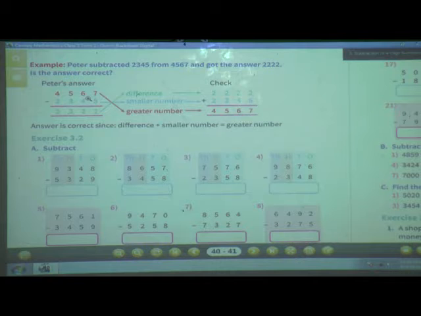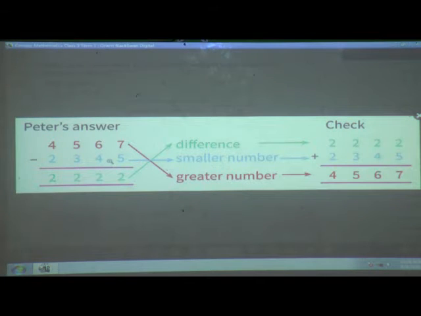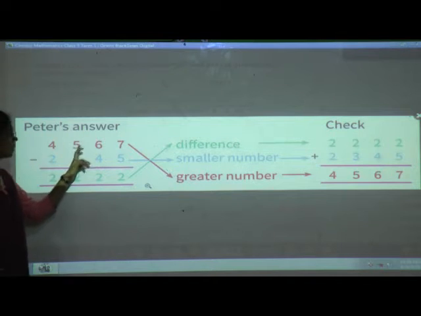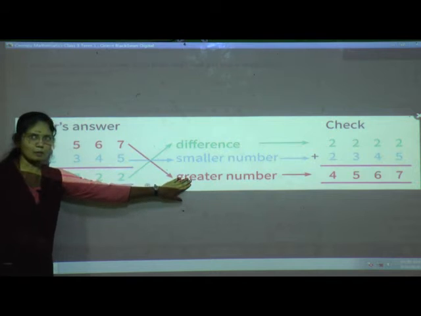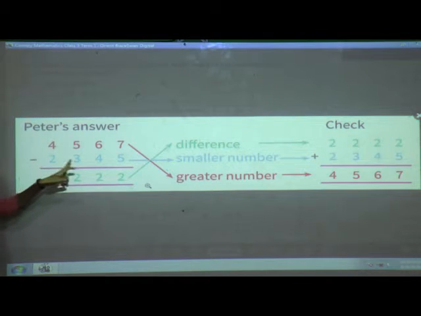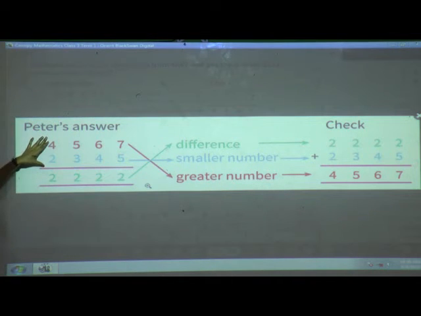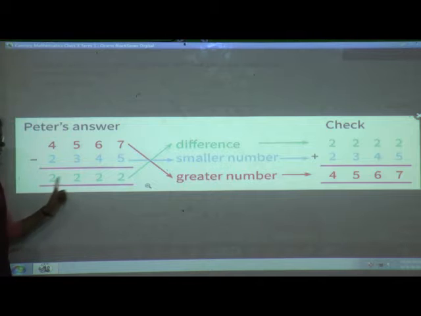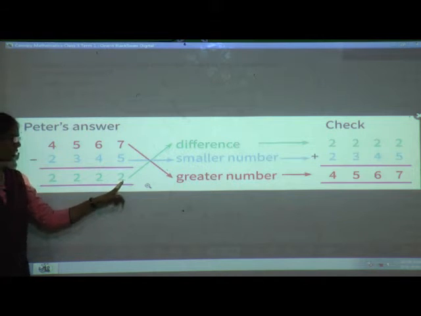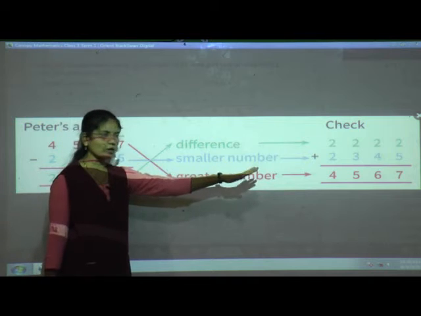Now what we have to say? See, Peter subtracted these two numbers and he got the answer 2222. Now we have to see whether his answer is correct or not. For that, what we have to do? First we will decide which one is greater and which one is smaller number. See this number 4567. This is the greater number. Okay. See the another number 2345. This is the smaller number. And he subtracted these two numbers and he got the answer 2222. Okay. Now we will check whether the answer is correct or not.